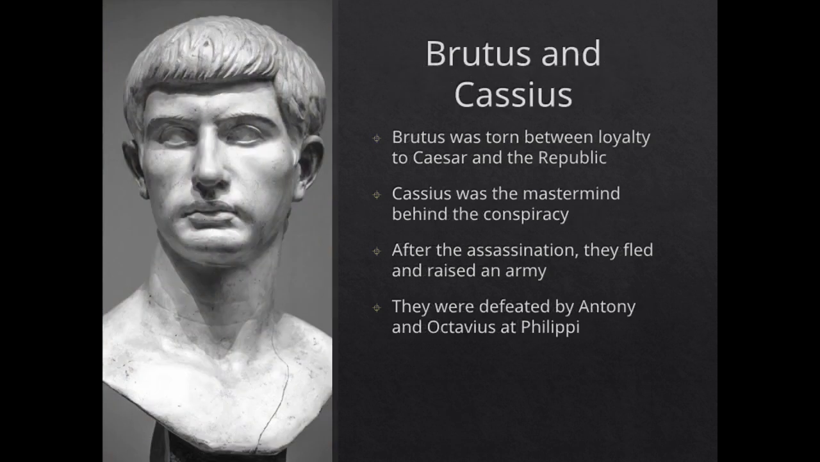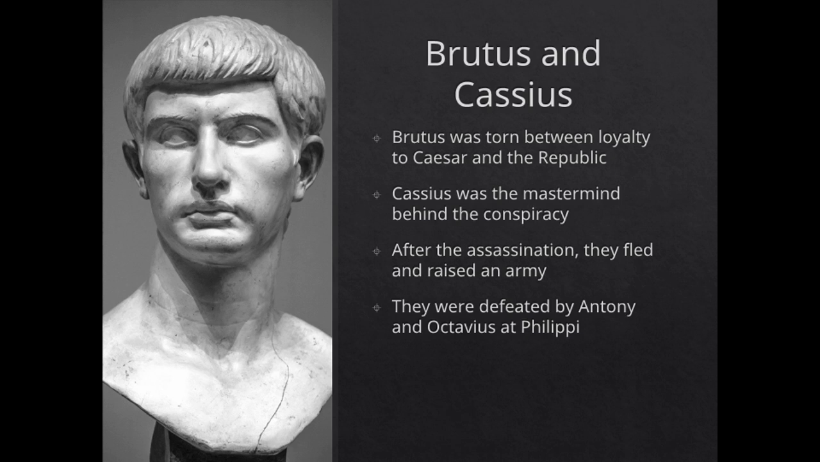Brutus and Cassius were central figures in the real conspiracy against Caesar. Brutus, in particular, struggled with his decision, as he was personally close to Caesar but believed the assassination was necessary to protect Rome. Cassius, on the other hand, was more driven by personal jealousy and fear of losing power. After the assassination, both men fled Rome and raised an army, only to be defeated by Antony and Octavius at Philippi.